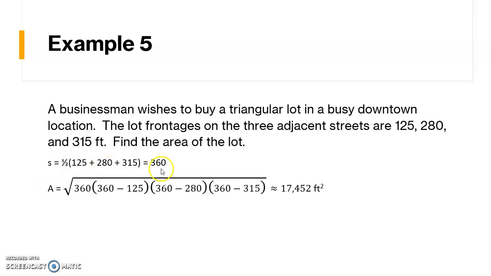So the semi-perimeter is 360 because you add these together and divide by 2. That comes out to 360. And this is what it would look like if I put it in. Now, a lot of times, instead of having all these parentheses, I like to actually do 360 minus 125 separately, and do this one separately, and do this one separately. But it's up to you if you want to put it all in at once. So the area comes out to be approximately 17,452 feet squared. That's the answer for this question.